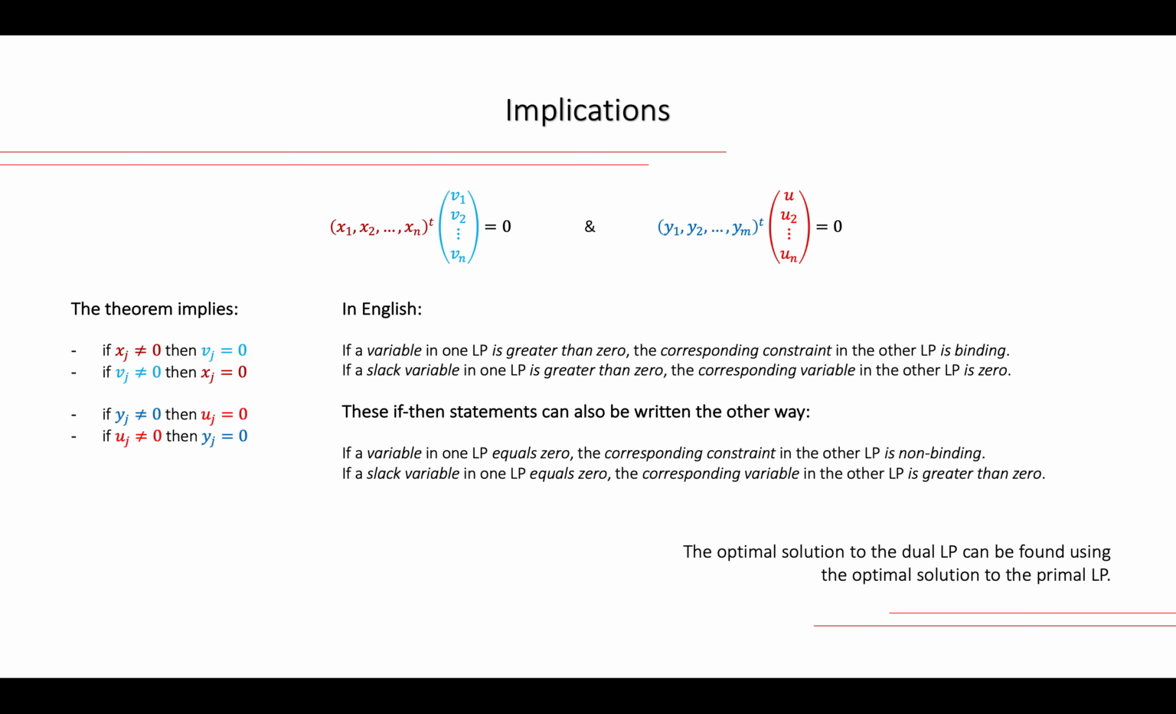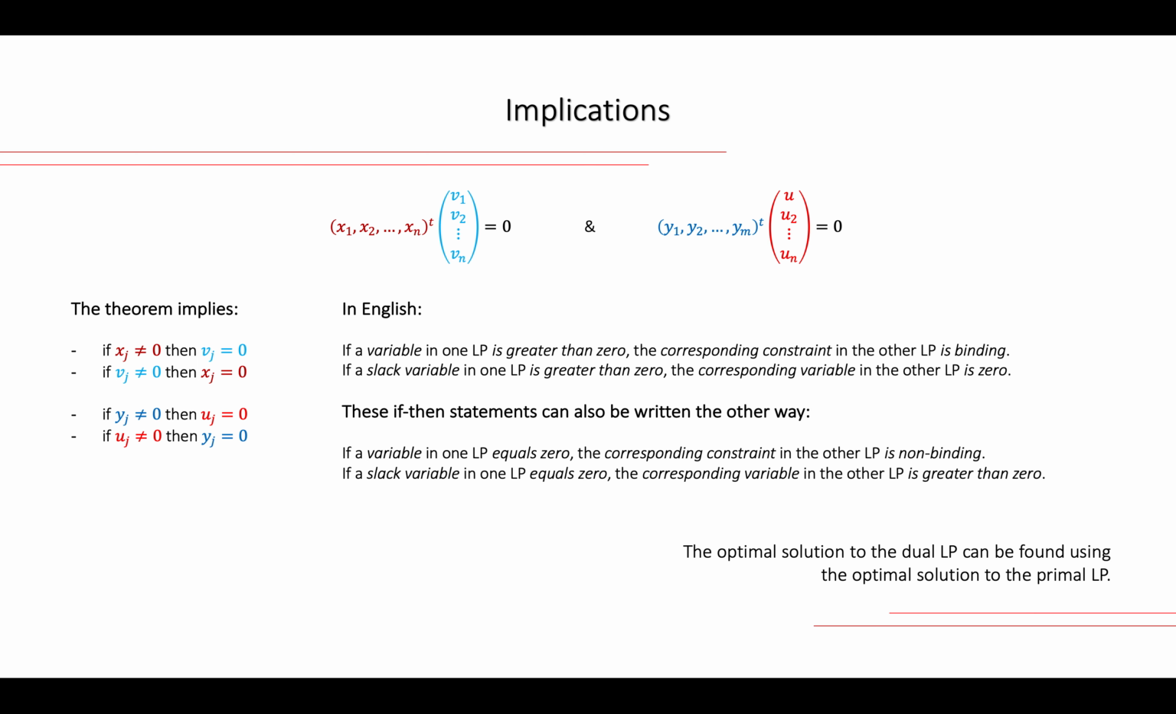The theorem implies that if a variable in one LP is greater than 0, the corresponding constraint in the other LP is binding. If a slack variable in one LP is greater than 0, the corresponding variable in the other LP is 0. These implications also run the other way when a value is equal to 0. So if a variable in one LP equals 0, the corresponding constraint in the other LP is non-binding. And if a slack variable in one LP equals 0, the corresponding variable in the other LP is greater than 0.